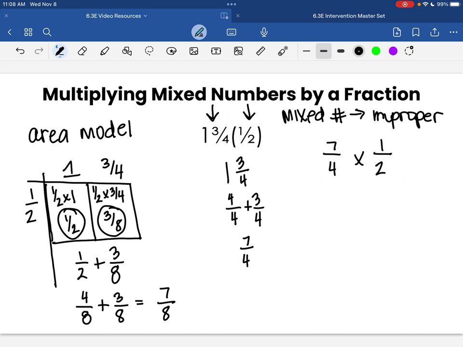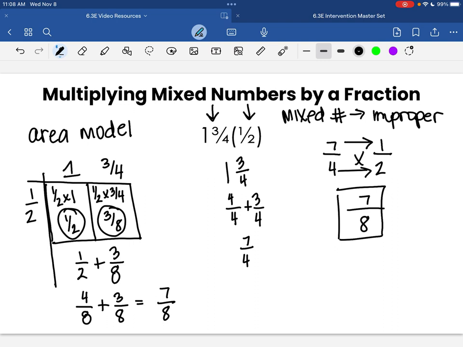And again, fraction times a fraction, I'm just multiplying straight across. So my numerator times my numerator gives me 7. And my denominator times my denominator gives me 8. So here I go with the same answer.